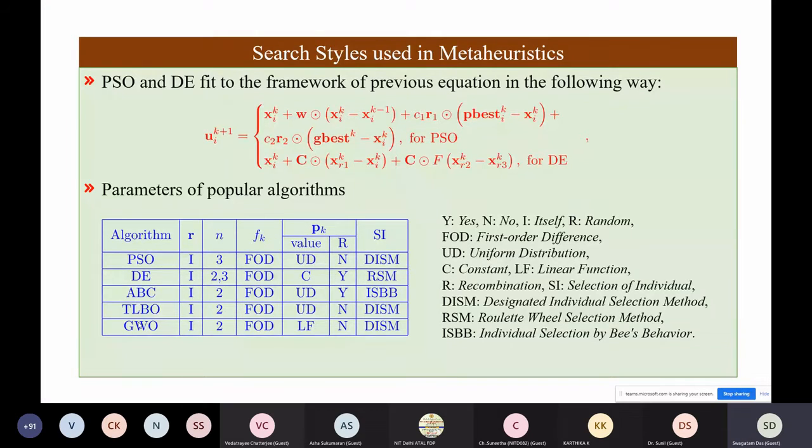And there are some special terms written here, which are like how the individuals are selected. What is this R? Previously, you have seen an R over here. This R is the offspring itself or random. These are the choices. FOD stands for the functional form. Everywhere, if you look at this function f_k, everywhere we are representing this function as just the first order difference. That's why it's FOD.